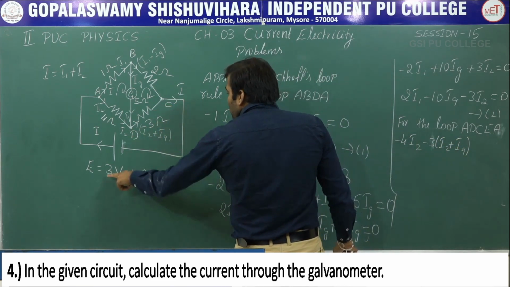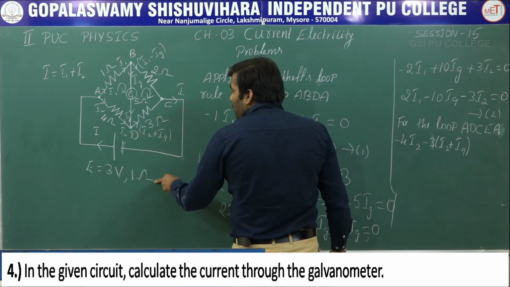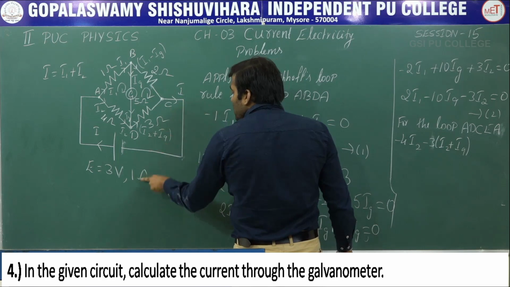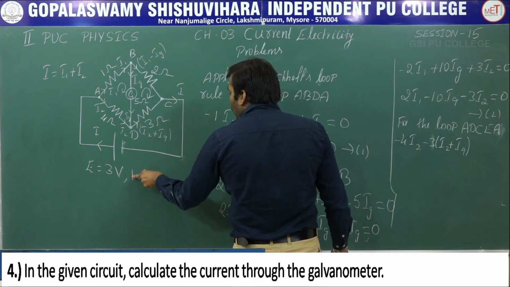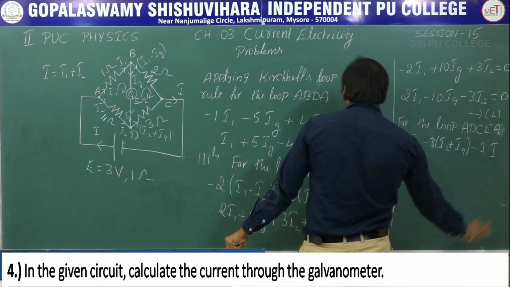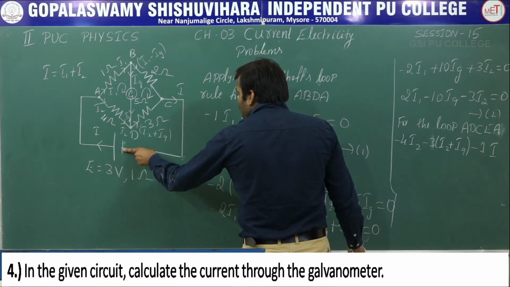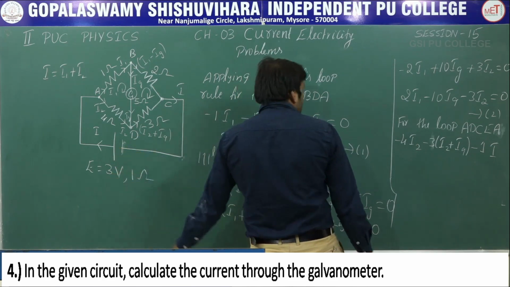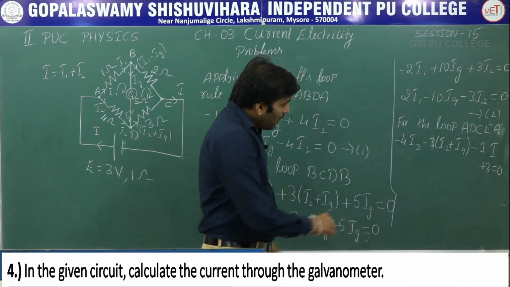And here we have a resistance of 1 ohm. The internal resistance of the cell is 1 ohm. Therefore, current is I and resistance is 1. We are in the same direction as the current, therefore this should be negative: minus of 1 into I. And the EMF of the cell is 3 volt. We are going from negative to positive, therefore EMF is positive. This is plus 3 equal to 0.